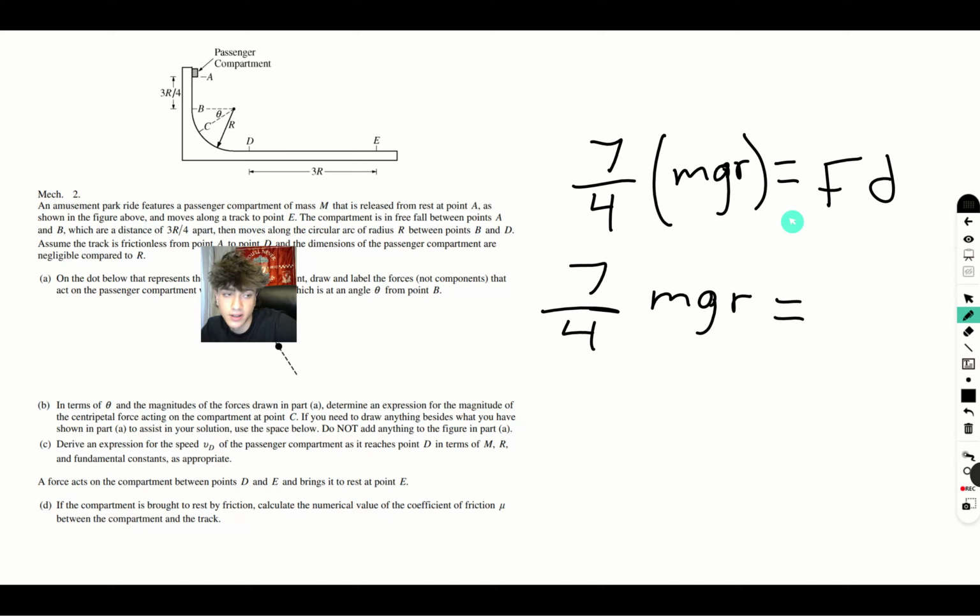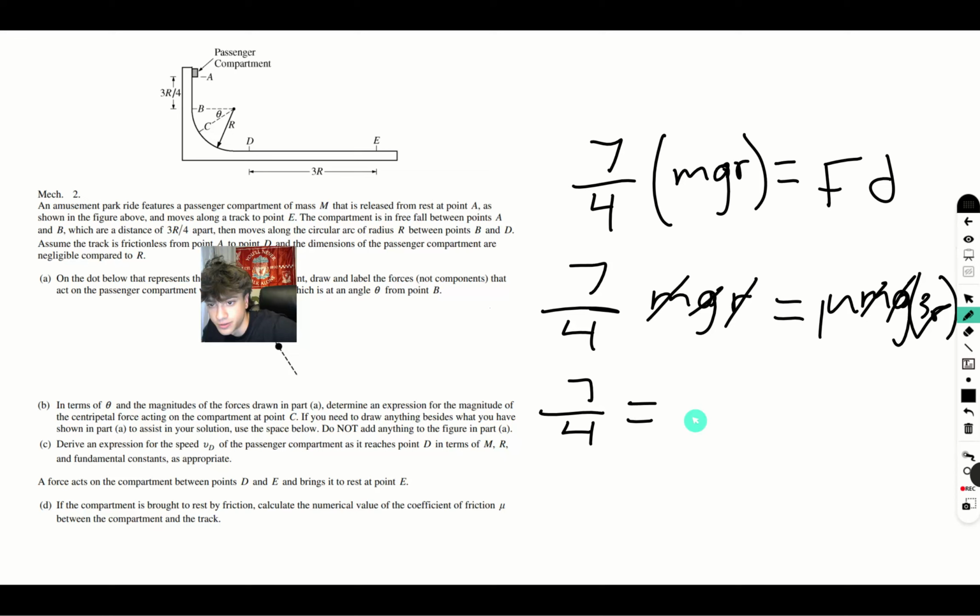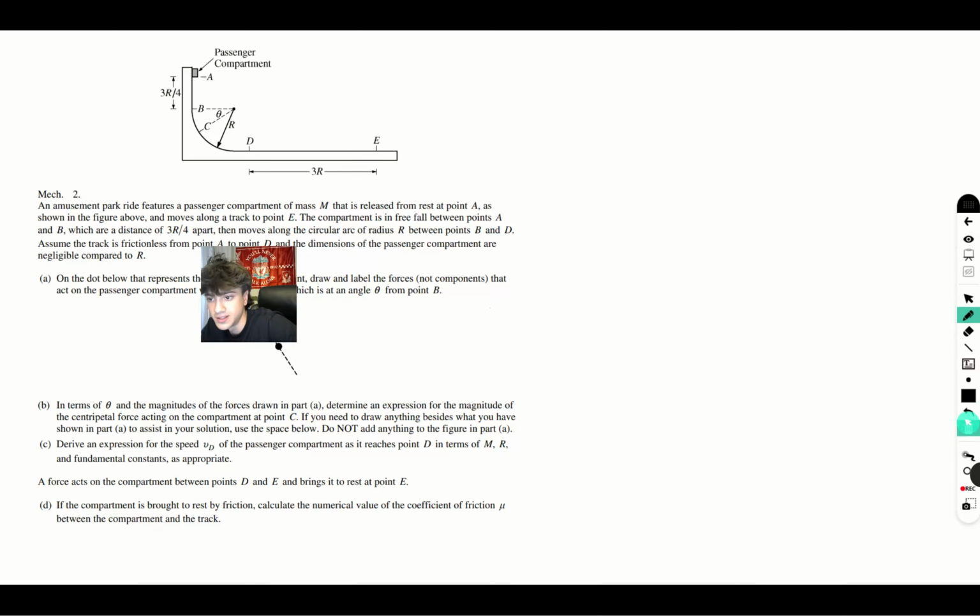The force is friction, and in this case our friction is going to be just normal force times mu, so mu mg, and the distance is going to be 3r. So there you have that. You can cancel out the r's, cancel out the m, cancel out the g, and you're left with 7/4 is equal to 3 mu. So mu is equal to 7/12. Alright, let's move on to the other parts of the problem.